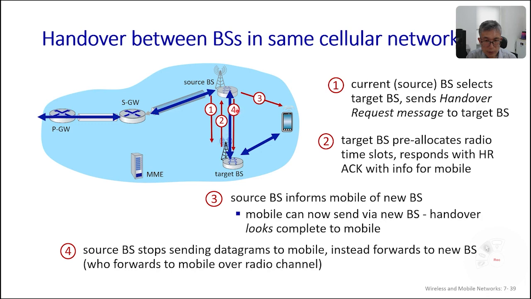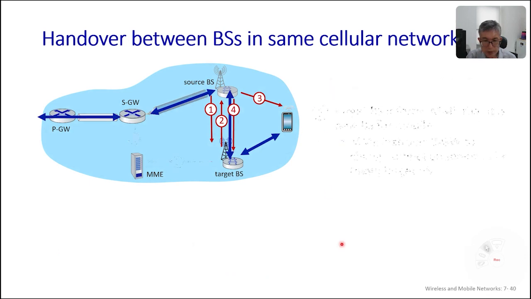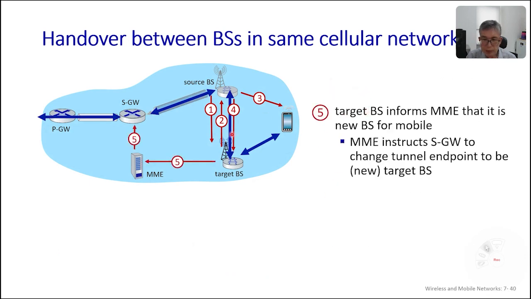Firstly, the source base station stops sending datagrams to the mobile directly, and just forwards them to the new base station, which forwards them to the mobile over the radio channel. And the target base station informs the mobility management entity, the MME, that it is the new base station for the mobile node.